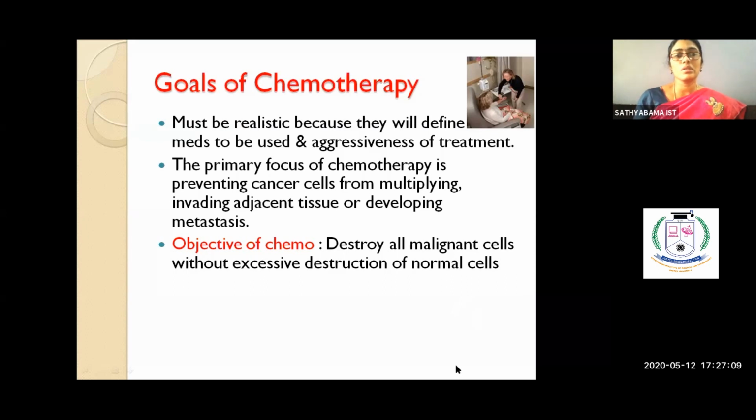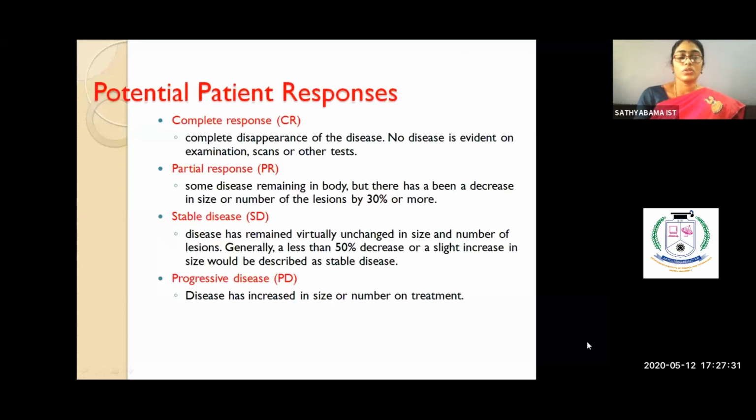So what is the goal of chemotherapy? As we said, the main role of chemotherapy is to bind with a particular cell and prevent it from multiplying. You don't want it to destroy the other cells also, so you have to hit only the cancer cells and start killing them. This is also an important side of potential patient response.